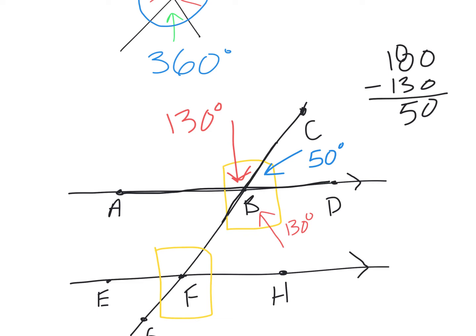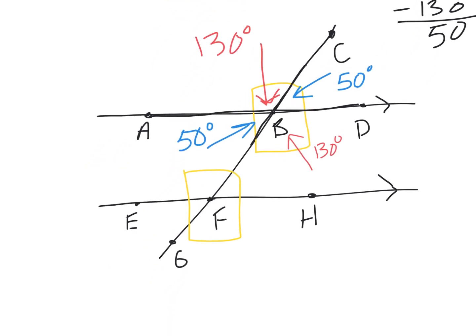Now, we have another vertical angle here, right? Two lines cross, and the opposite angles are the same measure. So we can say that this angle is 50 degrees. And if we know the angle measures in the top box, because these lines are parallel, the transversal is going to hit the bottom line at the exact same angle as it does on the top, which means that our acute angle here is also going to be 50 degrees, and its vertical angle is going to be 50 degrees.